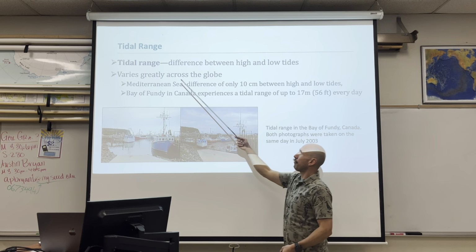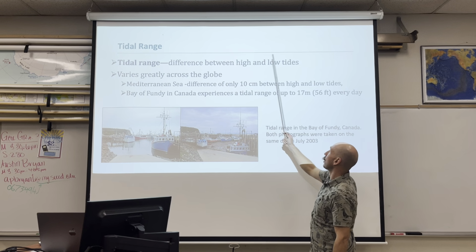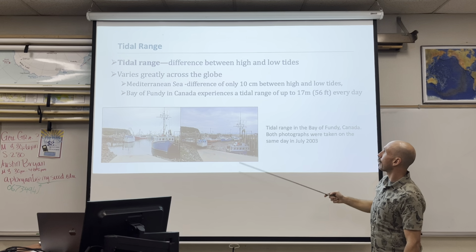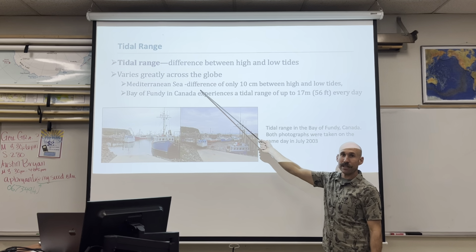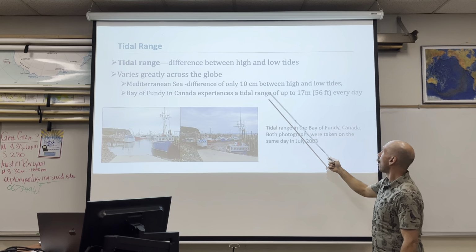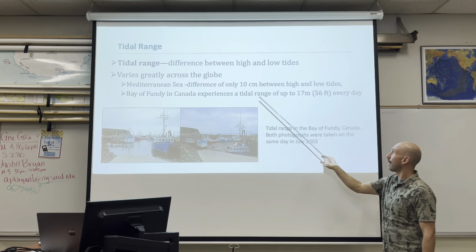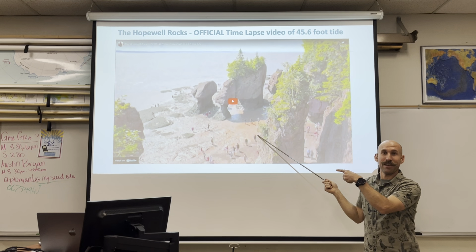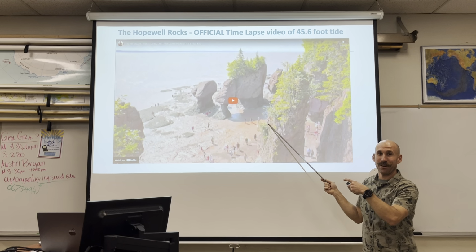So I've mentioned this before, the tidal range. It's the difference between high and low tide. It varies greatly all over the world. In some areas, like the Mediterranean Sea, it can be only 10 centimeters. Other areas, like the Bay of Fundy, up to 56 feet. So check out this video. It's so cool. You're going to love it.